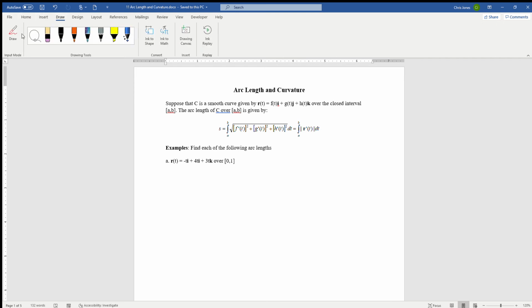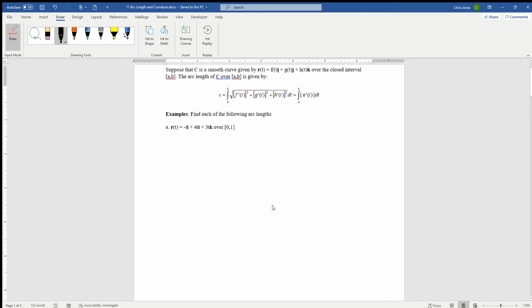The first one is a pretty easy one, all linear, just to illustrate how to go through this. We have r of t equals negative t i, 4t j, 3t k. When we compute this, the first thing we do is find the derivatives of each of the coefficients of i, j, and k. So f prime of t is negative 1, g prime of t is equal to 4, and h prime of t is equal to 3.